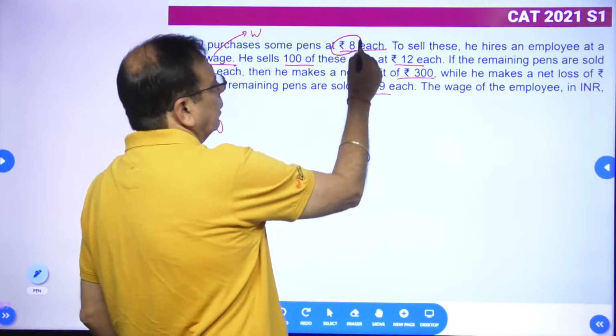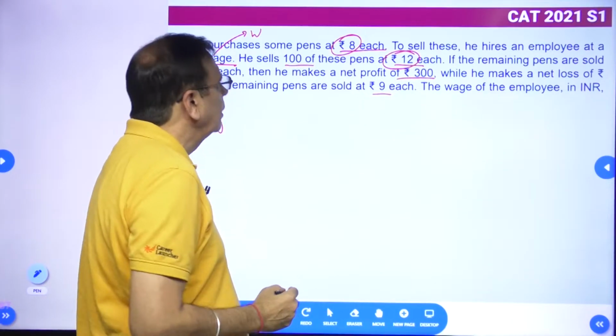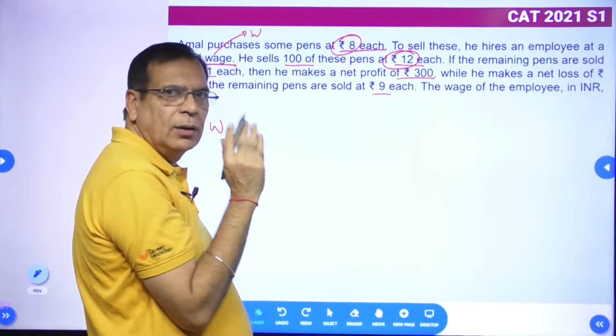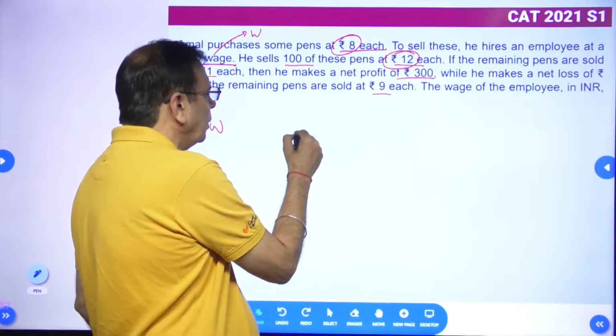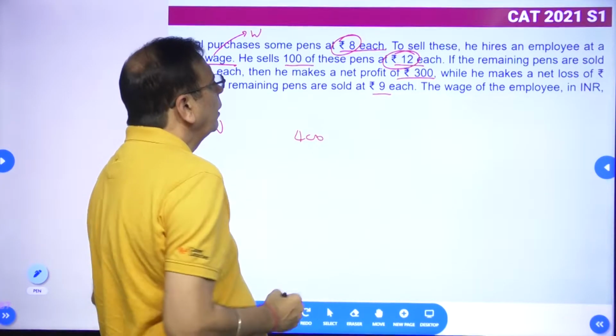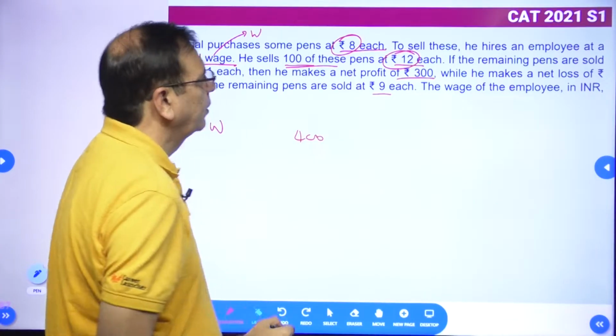His cost was 8 rupees. He's selling it at 12 rupees. These 100 pens are sold at 12 rupees. So his profit per pen here is 4 rupees, so 400 rupees is the profit on account of these 100 pens.